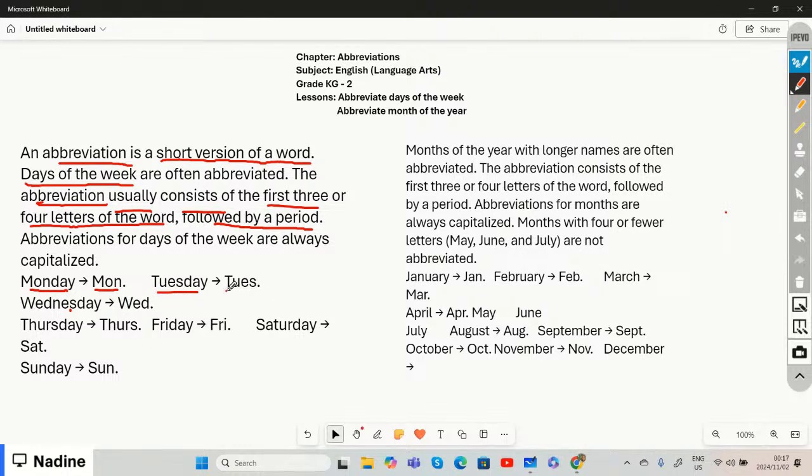Tuesday, yes, it is Tues. But don't forget to put the period after all of those words. So, for example, we say Monday, which is Mon, with a period. We have Tuesday, and we have a period. So don't forget to put the period after each word. So we have Wednesday with a period, which is Wed. Thursday, which is Thurs, and there's a period.